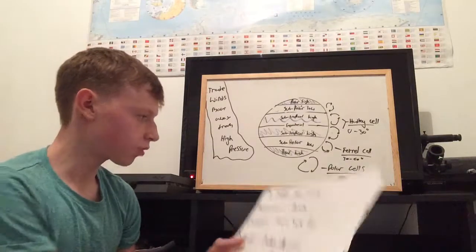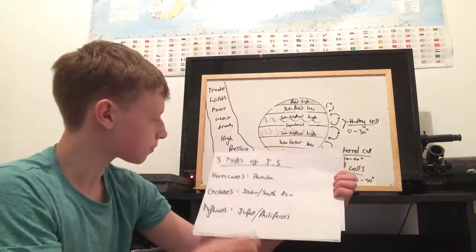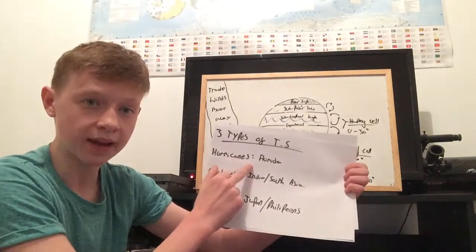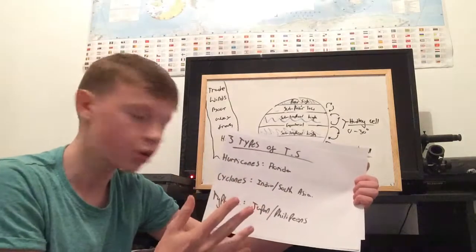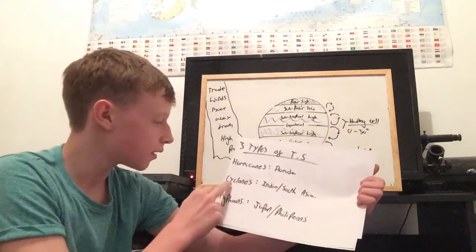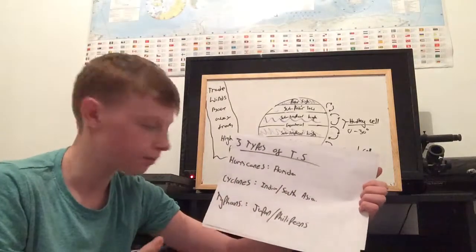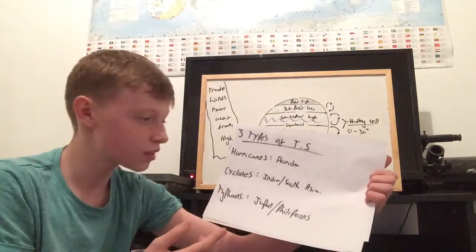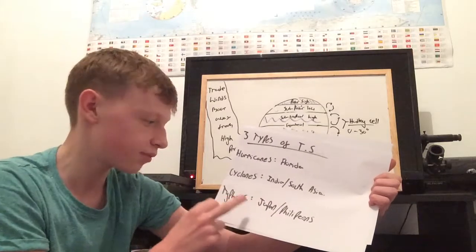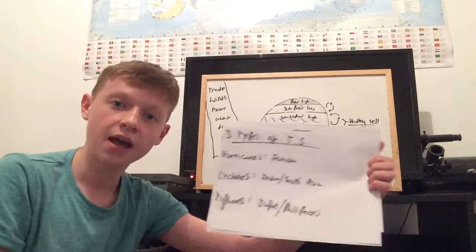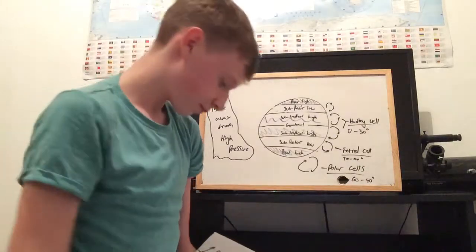So, the three types of tropical storms: hurricanes, cyclones, typhoons. Hurricanes affect areas such as Florida on the east coast of America. Cyclones affect India in South Asia, since they form in the Indian Ocean. And typhoons affect Japan and the Philippines, since they spawn in the middle of the Pacific.